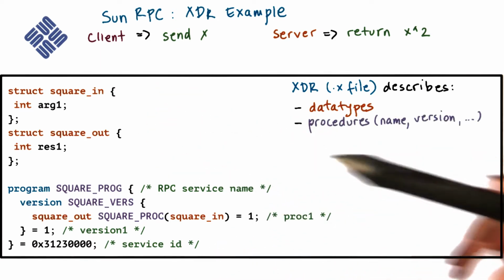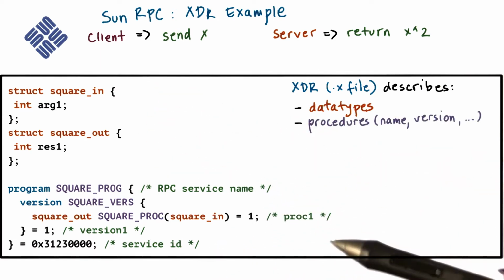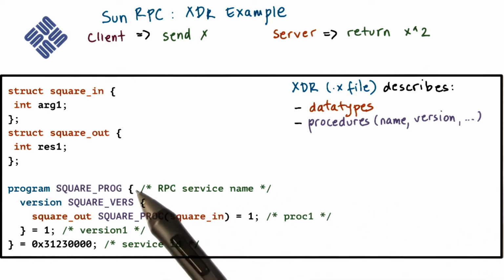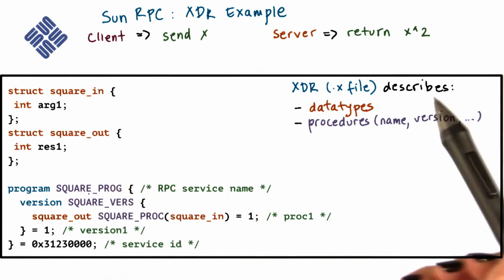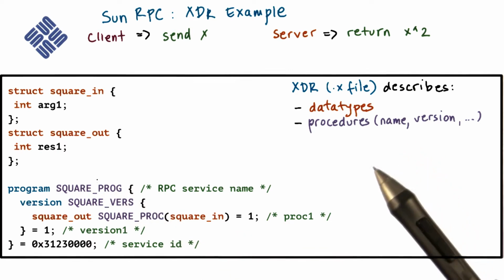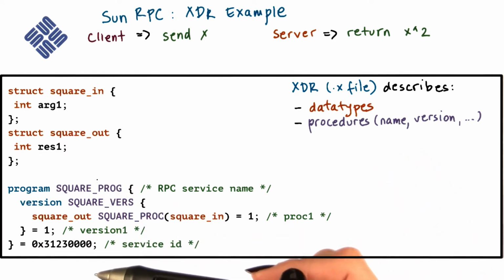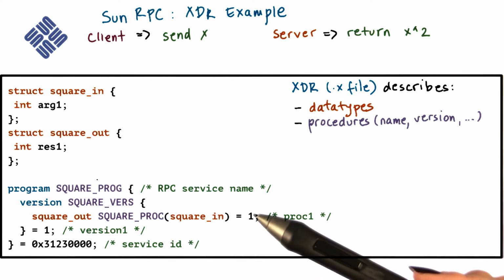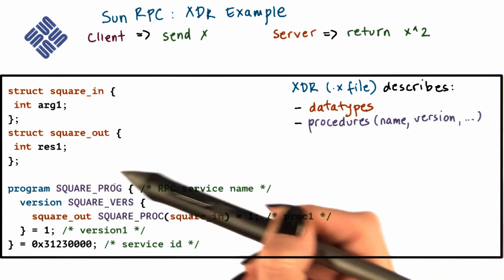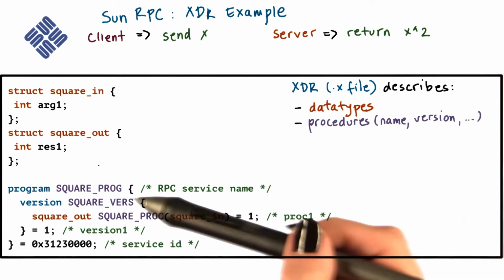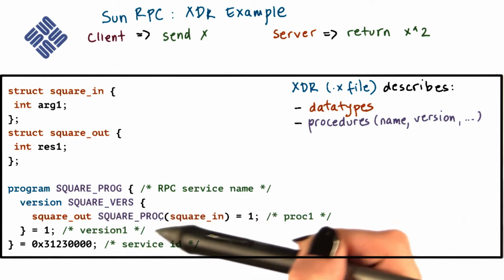Other than the data types, the .x file describes the actual RPC service and all of the procedures it supports. First, there is the name of the RPC service. In our case, that's square_proc. And this is the name that will be used by clients when they're trying to find an appropriate service to bind with. A single RPC server can support one or more procedures. For instance, a calculator server can support all sorts of arithmetic operations.